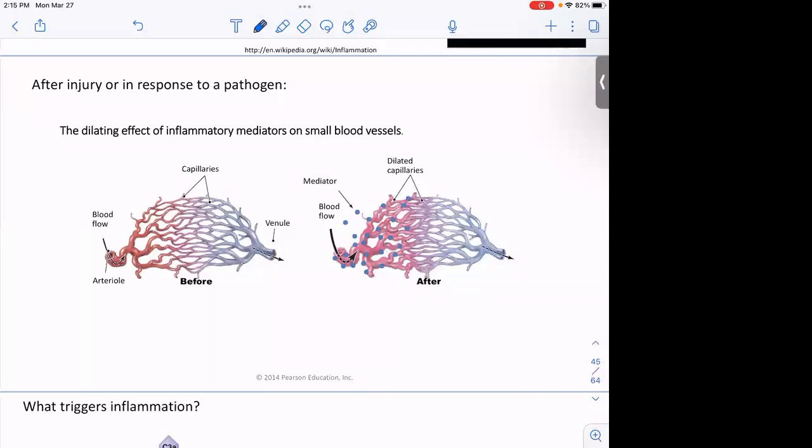Okay, so after that initial constriction, this is how the normal capillary bed would look. And then in the presence of some kind of inflammatory mediator, again, signals that might happen from some invader or some cut, the capillaries will dilate. So we call this vasodilation. Those capillaries get bigger and they get leakier.